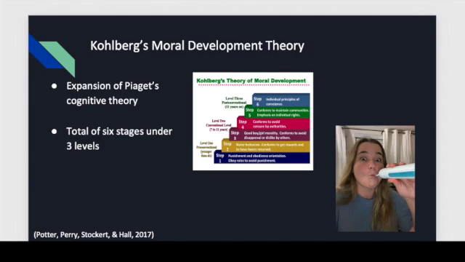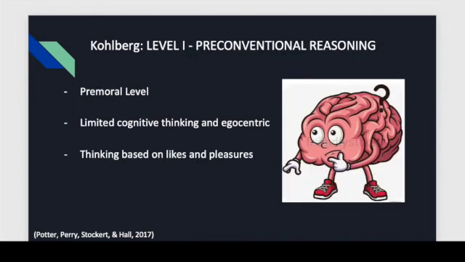We're going to move on to Kohlberg's moral development theory. He expanded on Piaget's existing cognitive theory and came up with 6 stages under 3 levels. I threw a picture of myself in there so that you would know who's talking. Megan Ferguson.